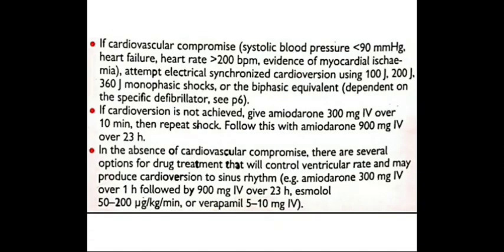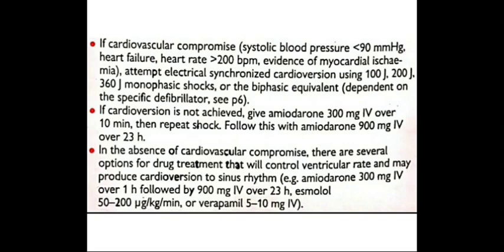Then if there is cardiovascular compromise, what do you mean by cardiovascular compromise? Systolic blood pressure less than 90 millimeters of mercury, heart failure, heart rate more than 200 beats per minute, and evidence of myocardial ischemia. These are the signs of cardiovascular compromise. Then attempt electrical synchronized cardioversion using 100 joule, 200 joule, 360 joule monophasic shocks or biphasic equivalent, depending on the specific defibrillator. If cardioversion is not achieved, give amiodarone, dose 300 mg IV over 10 minutes. Then repeat shock. Follow this with amiodarone 900 mg IV over 23 hours.